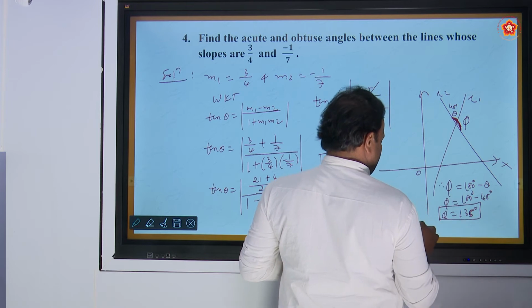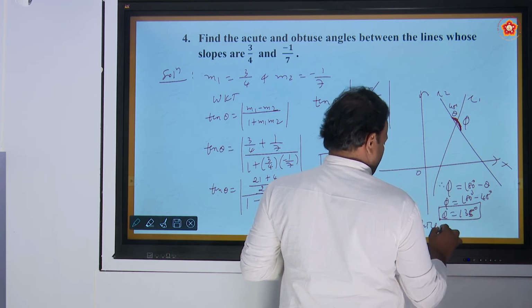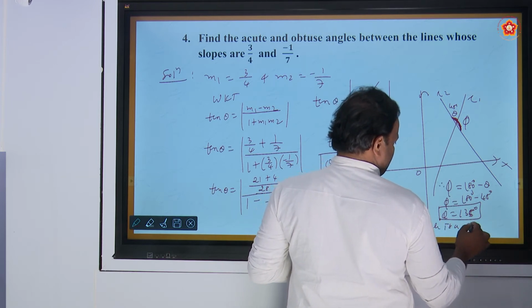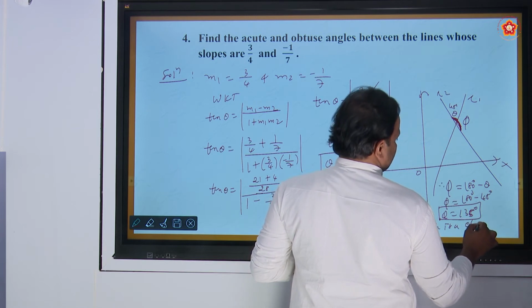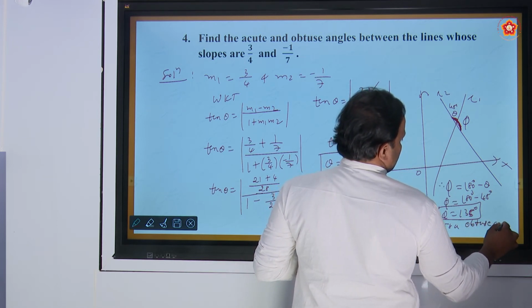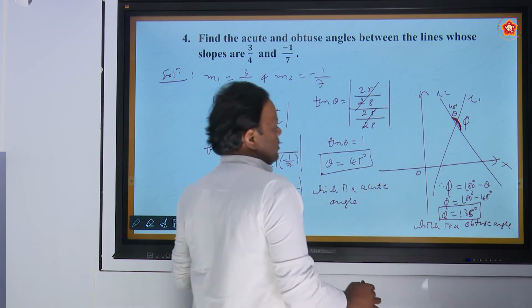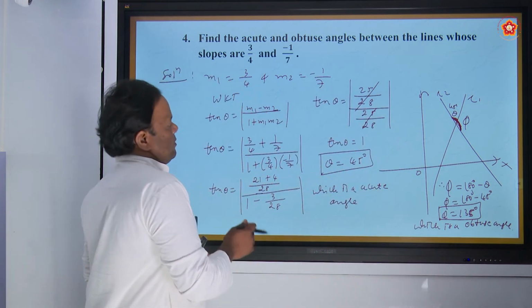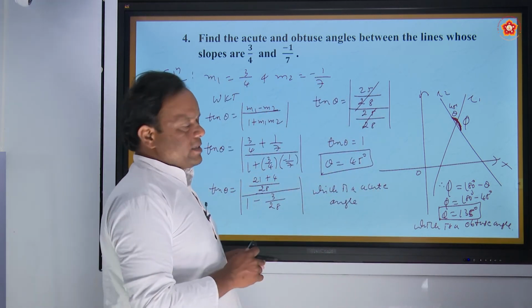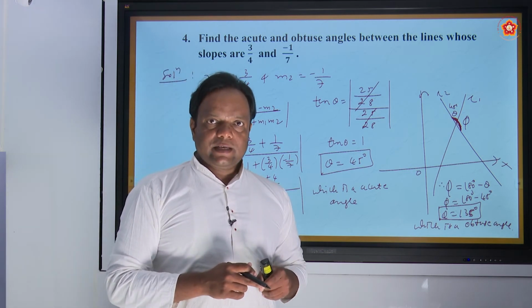135 degrees, which angle is that? The obtuse angle. Okay. The question asks for both the acute angle and the obtuse angle, where the acute angle is 45 degrees and the obtuse angle is 135 degrees. Okay.